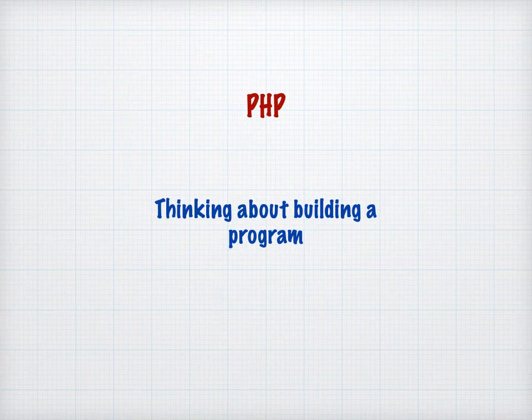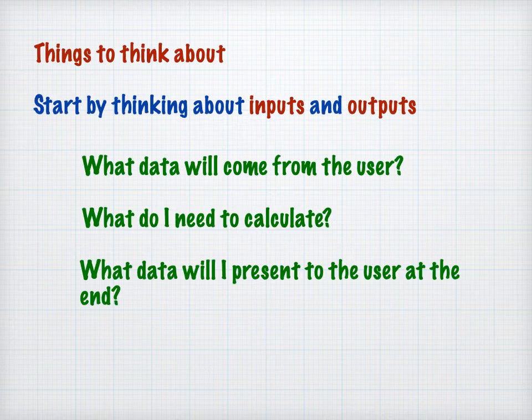So let's look at ways that you could think about building a program in PHP. One of the most common things that we do is take a very traditional, probably too traditional, approach of thinking about input, process, output. What that really translates into is thinking about what data we are gathering from the user, what we need to actually do the work, what we actually calculate, what the process is in the middle of that, and then what we actually present to the user at the end of that process.